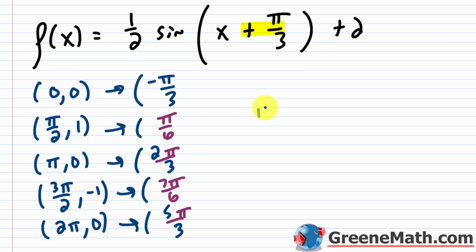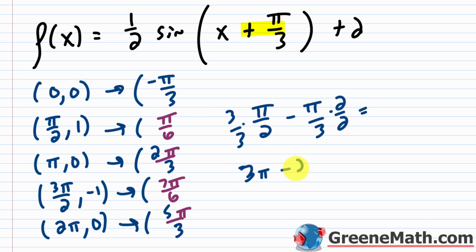Pi over 2, let me show you this real quick. So pi over 2 minus pi over 3. That's going to give you pi over 6. So if I multiply this by 3 over 3, multiply this by 2 over 2, I would have 3 pi minus 2 pi, and this is over 6. And of course, that is pi over 6. Same thing as I got right there.